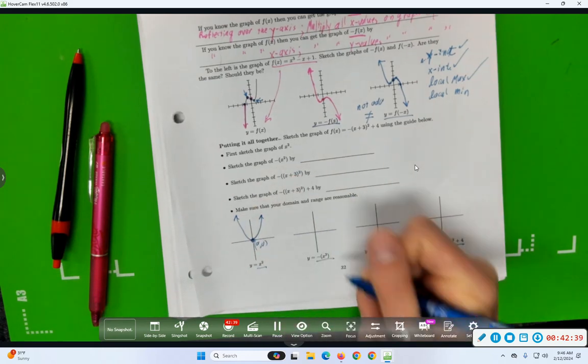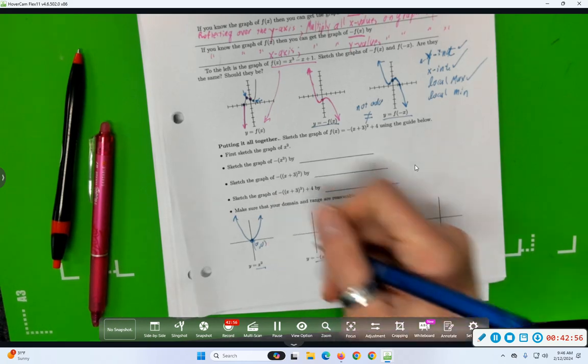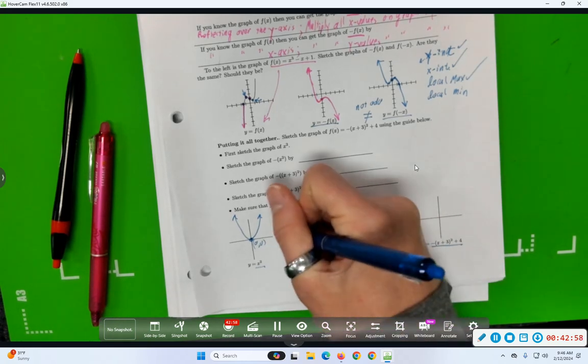All right, so what does the graph of negative x squared look like? It's the same thing. Is it? It opens downwards instead of upwards. Yeah, because we need to reflect it over the x-axis. Oh, I see. The negative's outside of the parentheses.